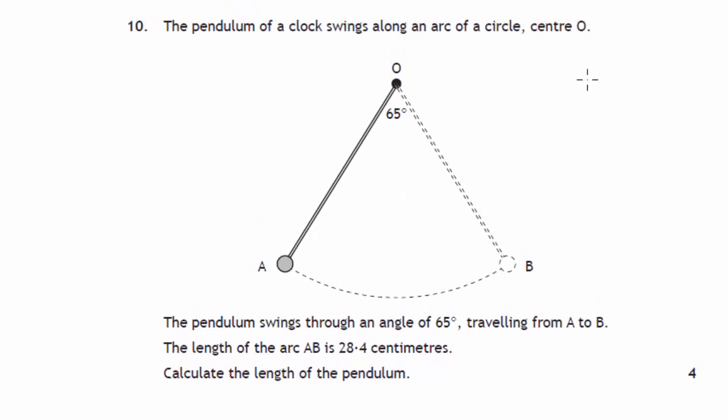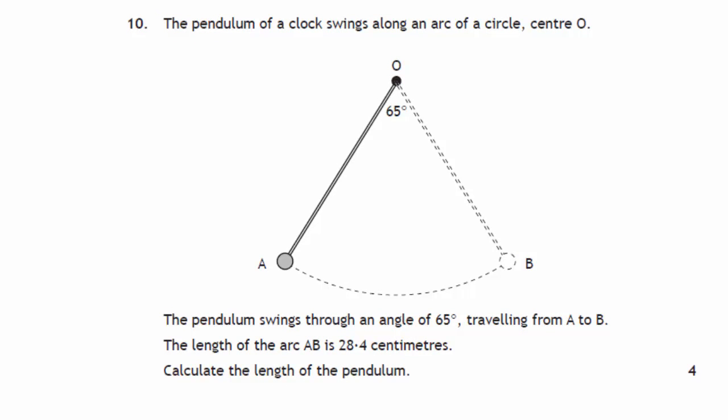Right, so here's 2015 paper 2, and this is question 10, and it's all about the length of an arc. With the length of the arc you're having to calculate the length of the pendulum, and we know that the length of the pendulum is obviously the radius of that circle. Okay, so we're just going to be using the length of the arc formula. We'll have to be changing the subject in it, and then we'll be able to get the answer to the question.